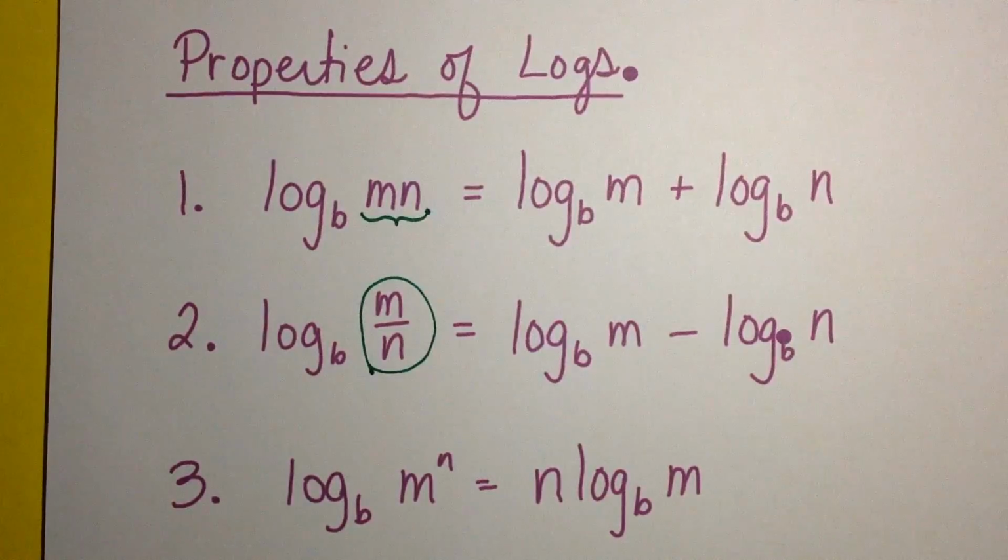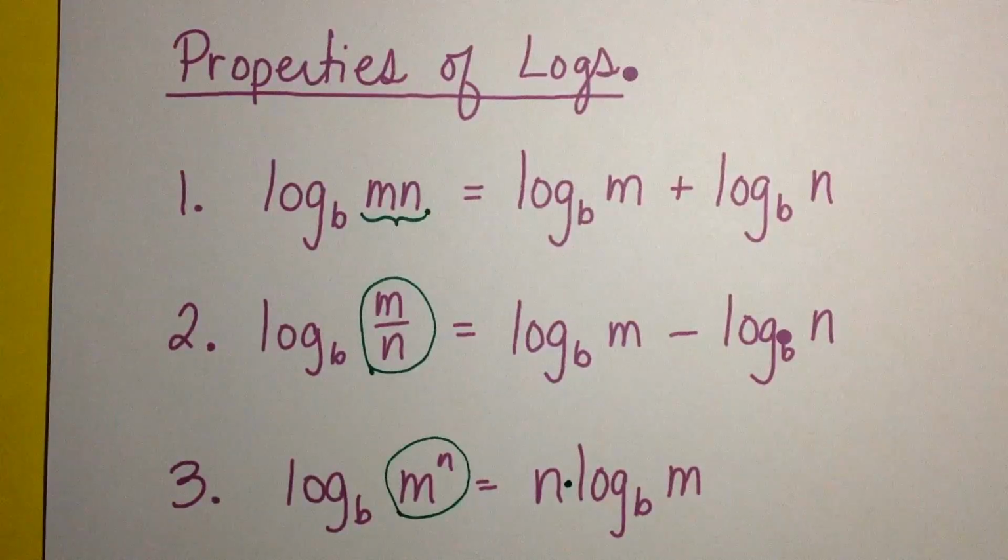The last one's referred to as your power rule. In this case, when you look at your argument, you see that you have an exponent. So what you're going to do is take the exponent and put it in front of the log, so you end up multiplying the exponent times the log.